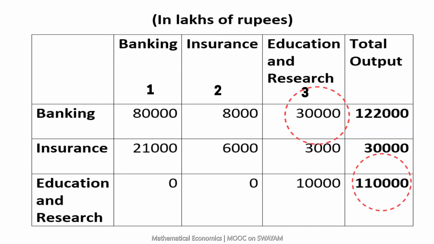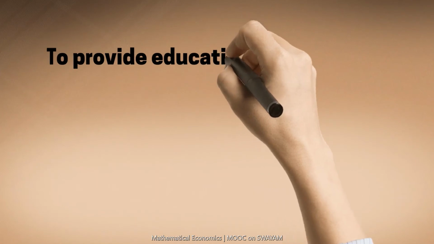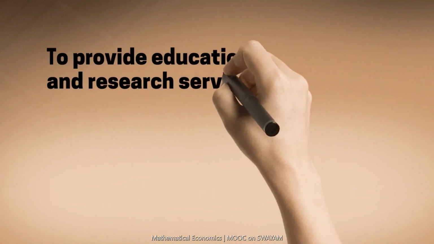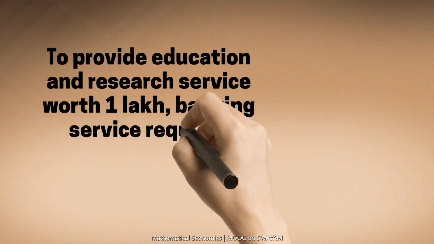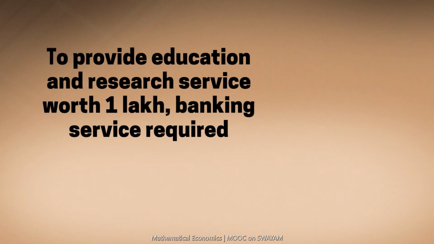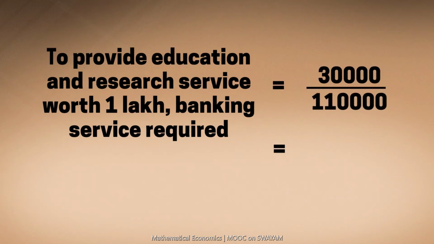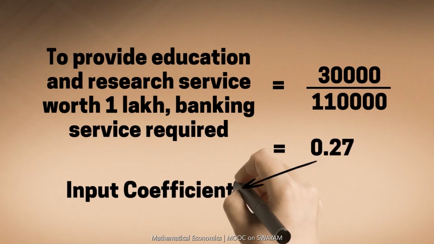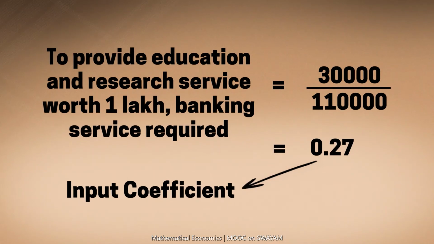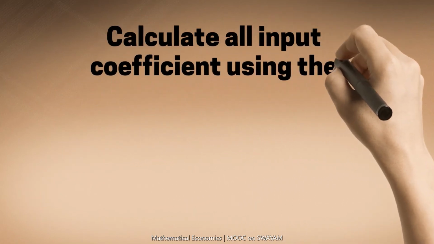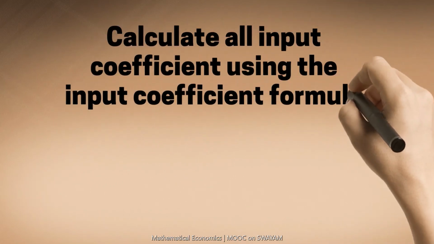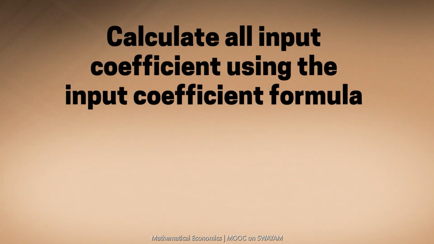Therefore, in order to provide education and research service worth 1 lakh, the economy will require 30,000 divided by 1,10,000, that is 0.27 worth of banking service, that is approximately rupees 27,000. This ratio is called the input coefficient or technical coefficient. In the same way, the input coefficient of all the other sectors may be calculated by using the input coefficient formula.